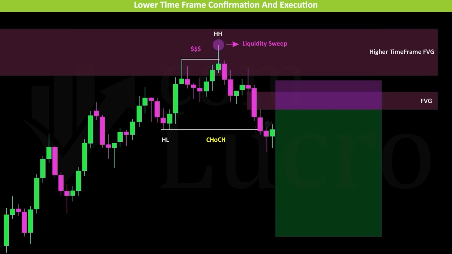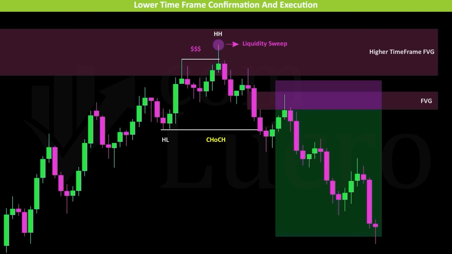Once an FVG appears on the lower time frame, we place our sell limit at the start of the gap and position our stop above it. For the first target, we reduce risk by closing half the position at a 1-to-1 target and moving the trade to break even.